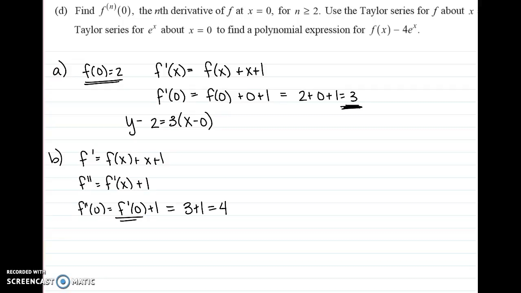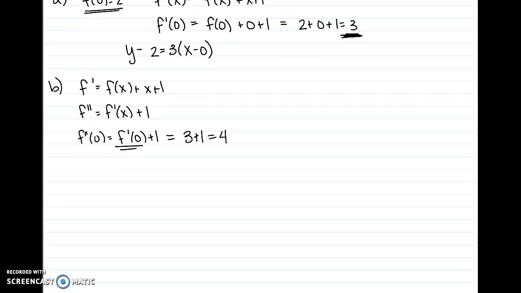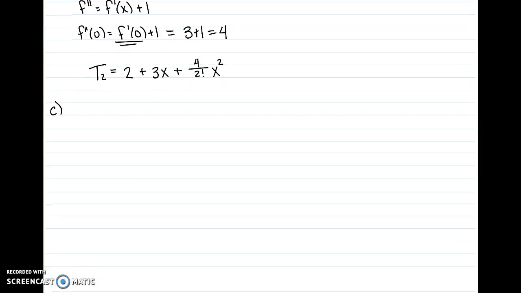And we want to write the second degree Taylor polynomial. So our second degree Taylor polynomial is going to be f of 0, which is 2, plus f prime at 0, which is 3, times x, plus the second derivative over 2 factorial times x squared. And part B was 2 points.